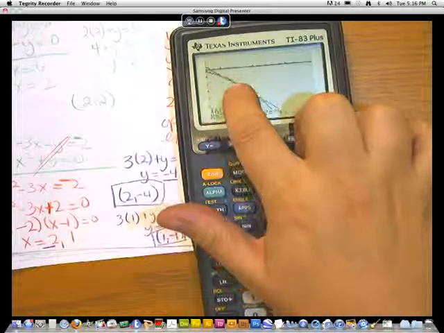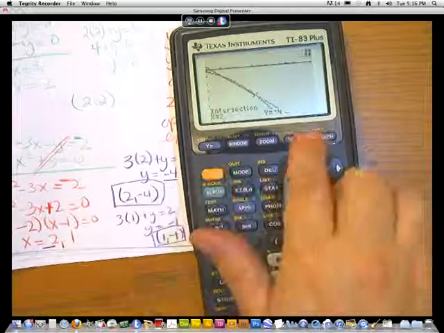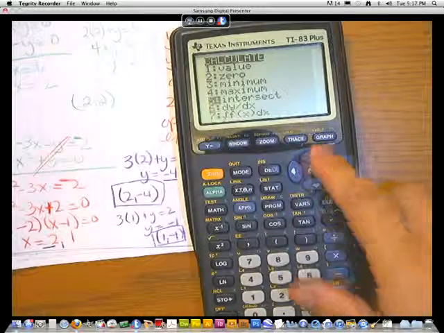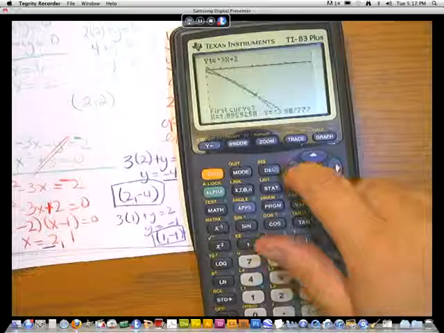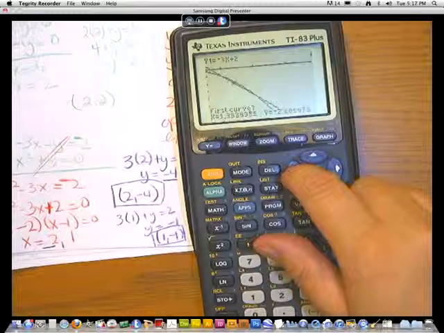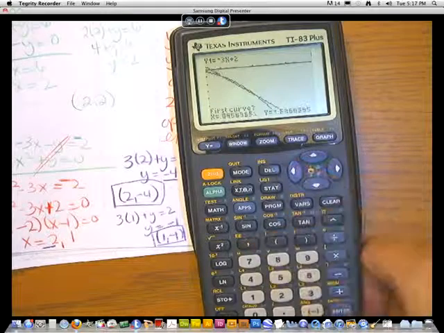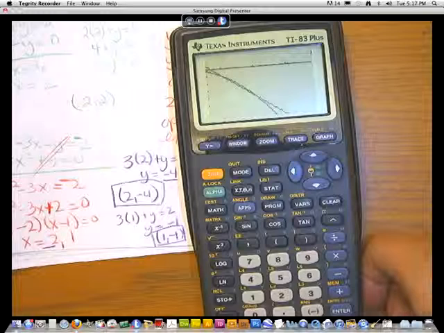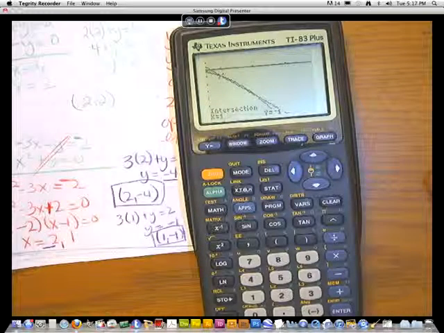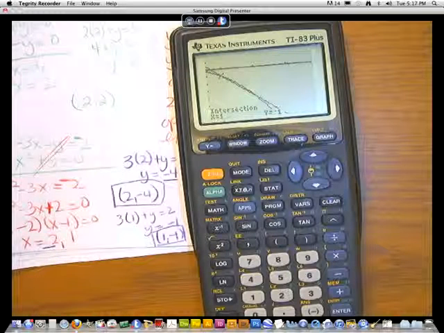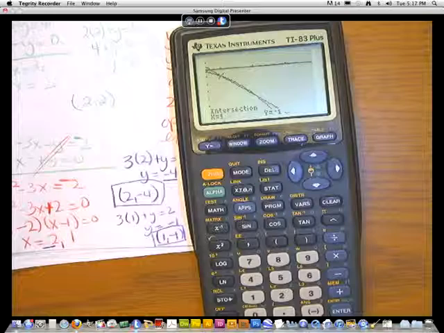So if I want this other one that's up here, I just have to repeat the process. Second, calculate, intersect. But this time I want to move my spider closer to it. Otherwise it's just going to go back to the same exact point. There you go, that's closer. First curve, second curve, are you sure? Yes, enter, enter, enter. And it jumps 1, -1. It verifies what we did by hand. So make sure you understand how to do it by hand, and you know how to do it with our graphing calculator.